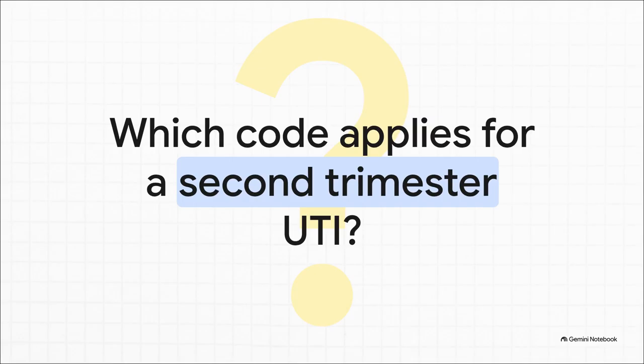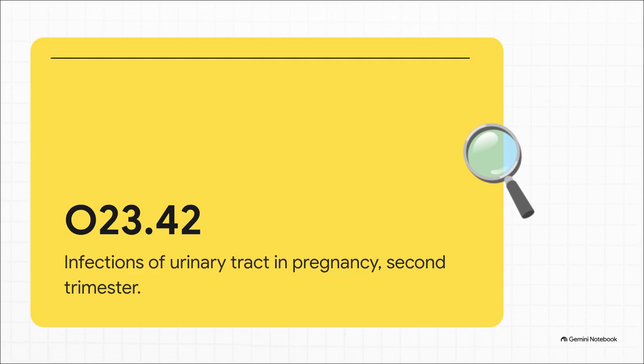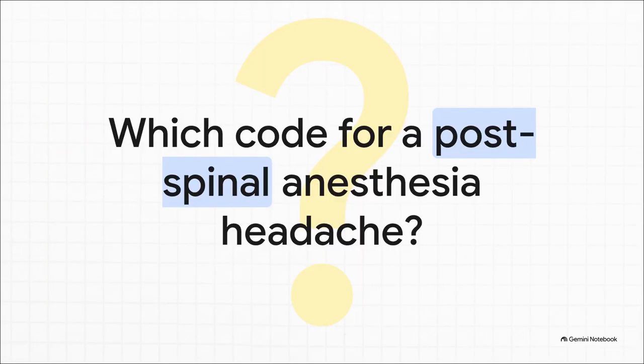Here's our first scenario. We've got a 26-year-old at 20 weeks gestation. A culture confirms an E. coli UTI. The provider clearly documents UTI, complicating pregnancy, second trimester. Take a second to think about the primary code. Right, the correct code is O23.42. The documentation explicitly gives us two crucial pieces of data, urinary tract and second trimester. That points directly and exclusively to O23.42. And of course, keep in mind, you would also add a secondary code here to identify the E. coli organism.